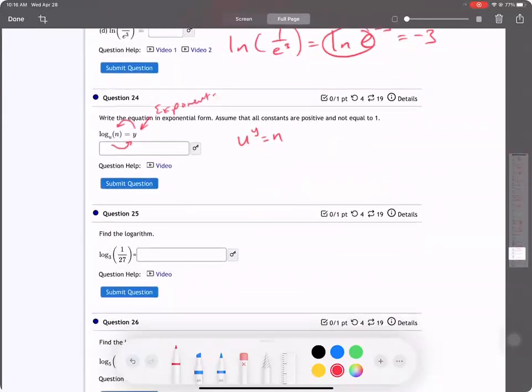This question, number 25, we can do without a calculator. I see log base 3, but 1 over 27 is actually 3 cubed, isn't it? To make this a little easier for me, I'm going to rewrite this as log base 3 of 3 to the negative 3 power. And this cancels out, leaving me just negative 3.